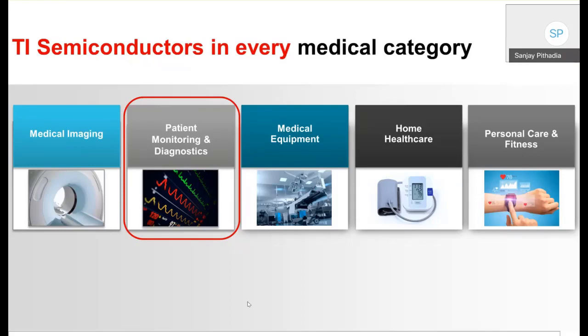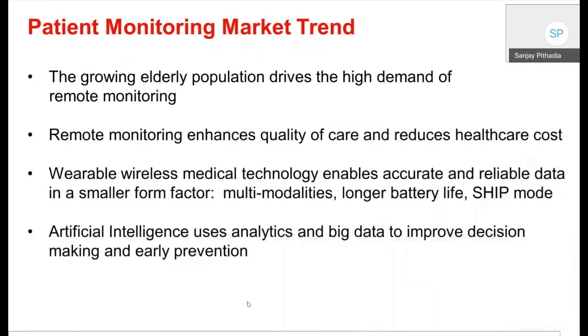So patient monitoring is not new. It's been around for a while, but there are a lot of new trends coming. The market is growing. For example, the growing elderly population is driving a very high demand for remote monitoring. For example, in Europe, around 700 billion euros are being spent every year on chronic diseases.